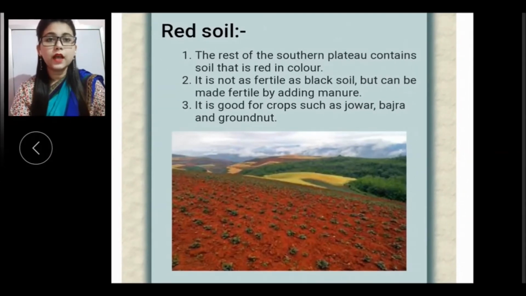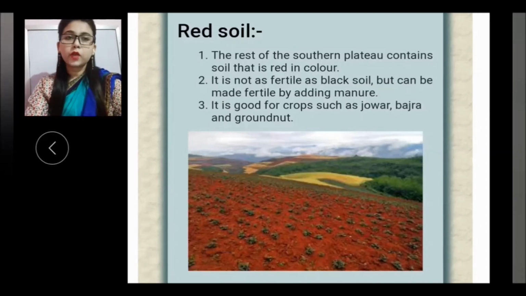Now let's read it. The rest of the southern plateau contains soil that is red in color. It is not as fertile as black soil, but can be made fertile by adding manure. It is good for crops such as jowar, bajra and groundnut. So it is not as fertile as black soil, but we can make it fertile by adding manure, and jowar, bajra and groundnut can all be grown in this type of soil. Red soil is also very good for growing sugarcane.